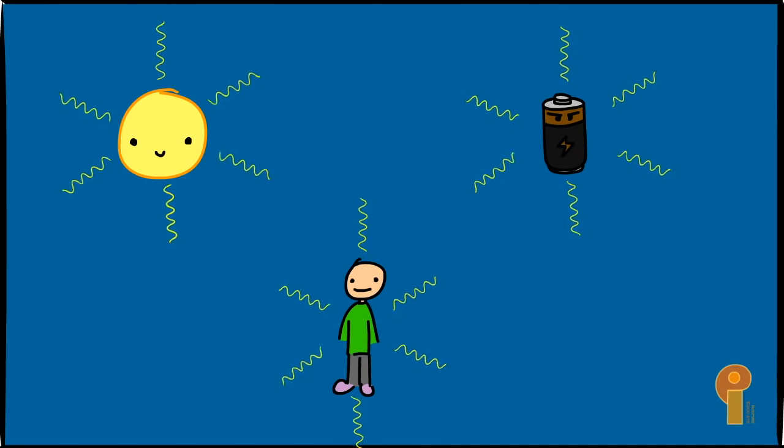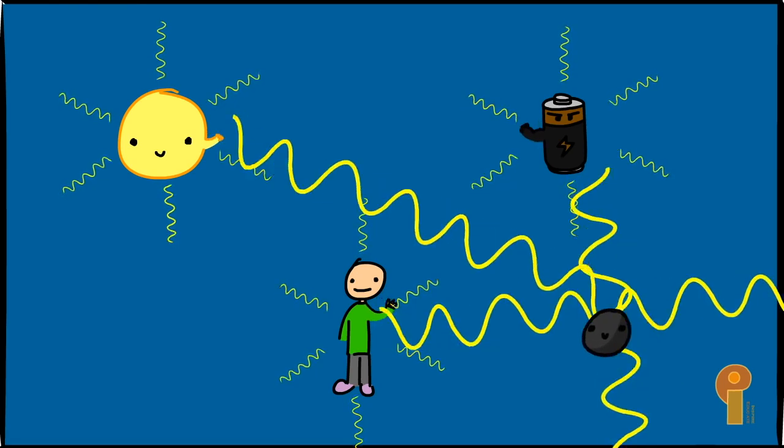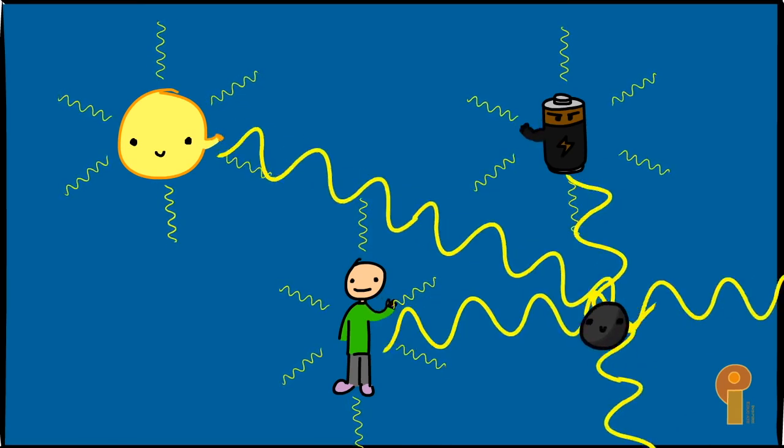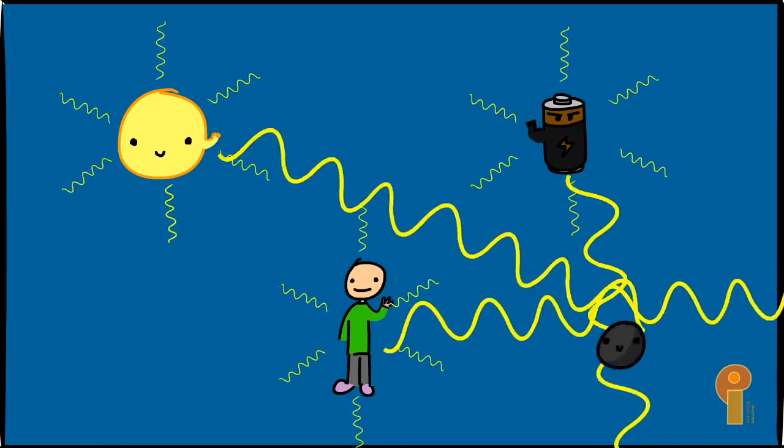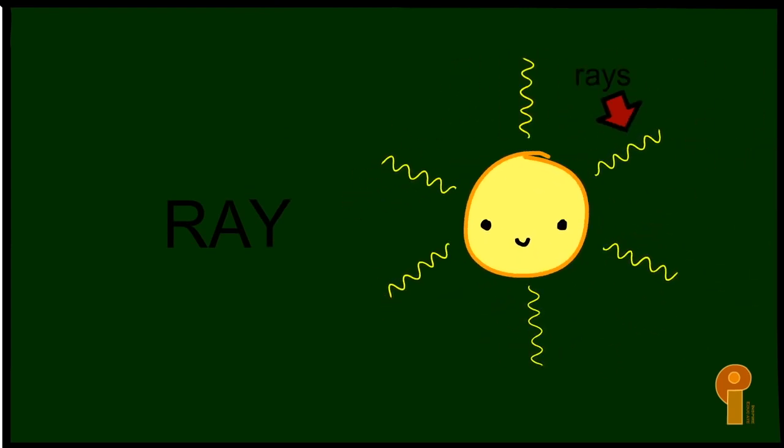All of these objects emit energy in the form of waves. As their electromagnetic waves contact other molecules, it increases that molecule's energy and thus makes it hotter. Here's a little memory tool. Radiation kinda sounds like ray, just like the rays from the sun. So when you hear radiation, think of heat transfer in the form of these waves.